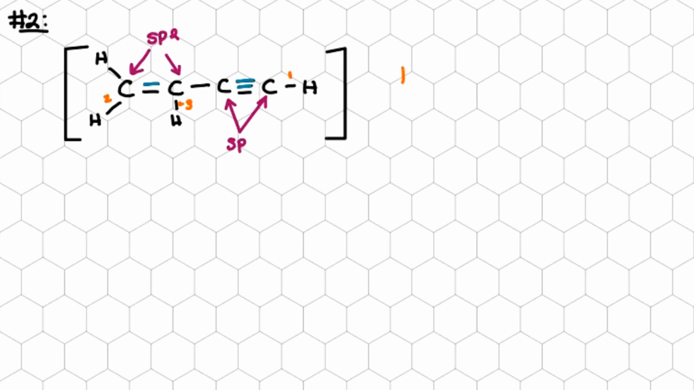So this hydrogen on number 1, as you see, is attached to a carbon that has a triple bond on the other side. So the two pi bonds not only make these two carbons closer to each other, but also pull the hydrogen toward the carbon. So bond number 1 is the shortest.